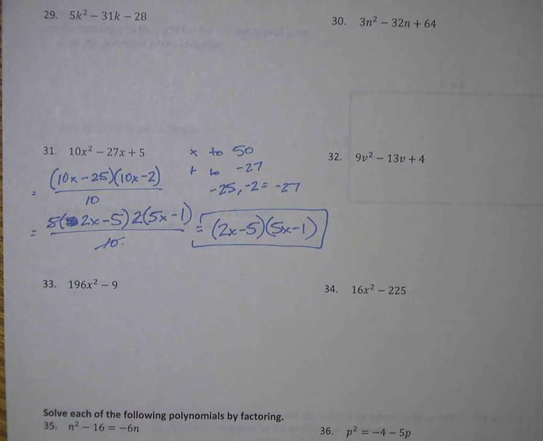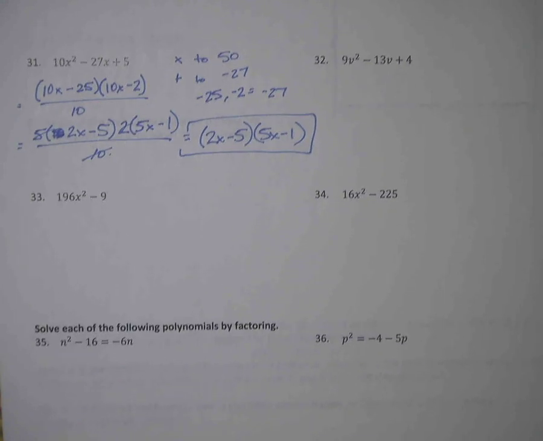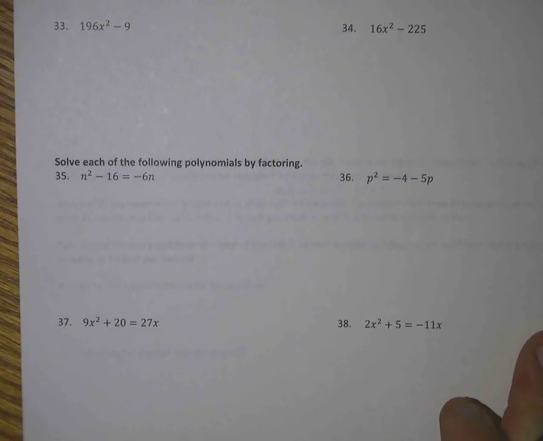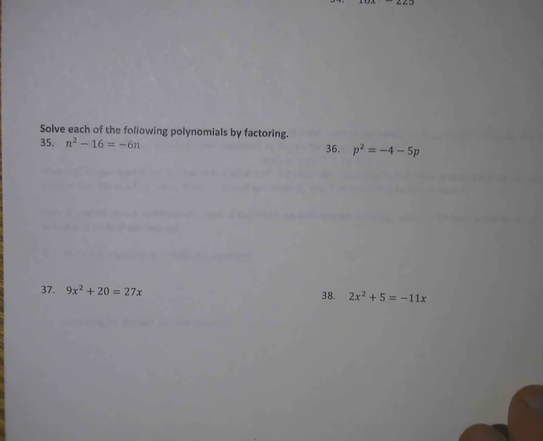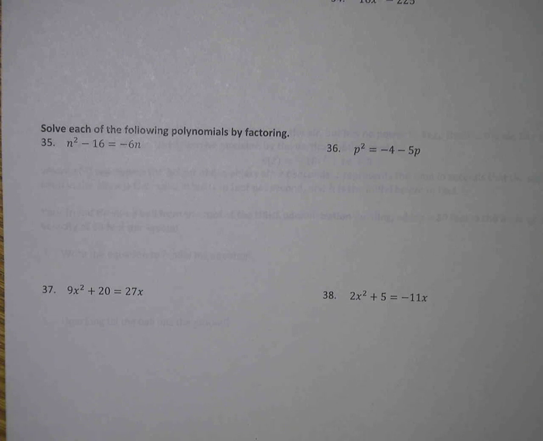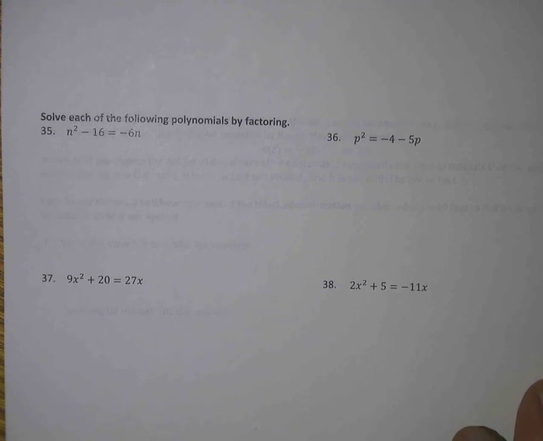Okay, so there we go. The next two problems are not 32, but 33 and 34. Those are differences of squares. I'm going to go ahead and leave those for you. But down below here, we are solving by factoring. We're going to use factoring to solve these equations.